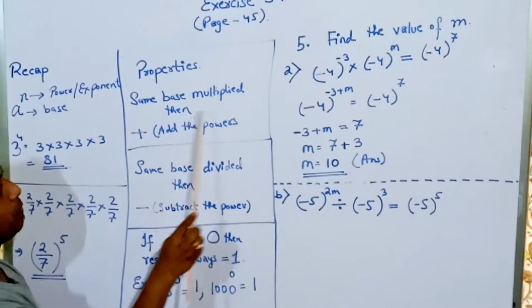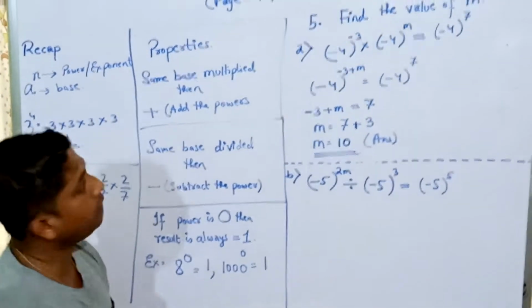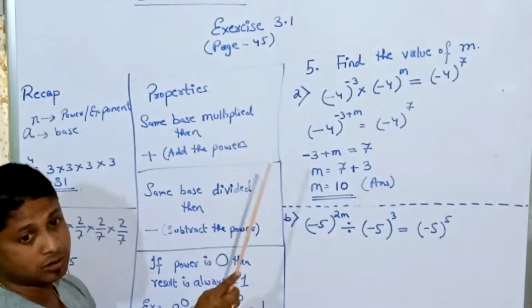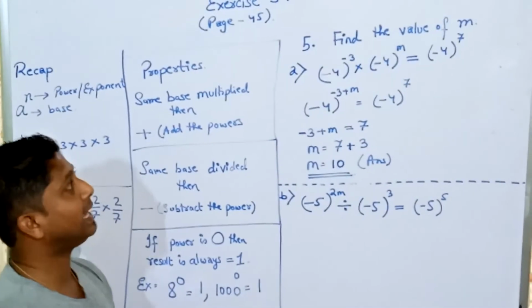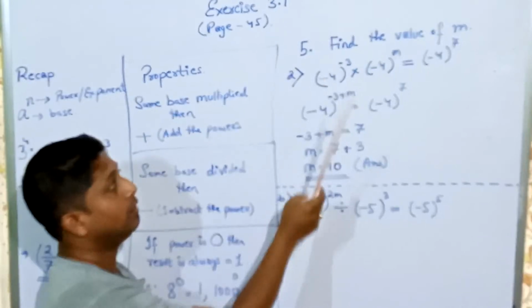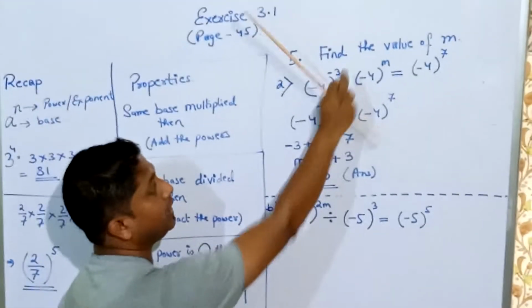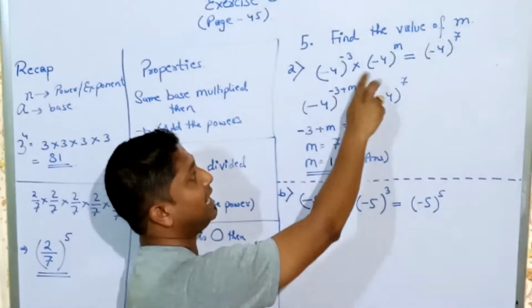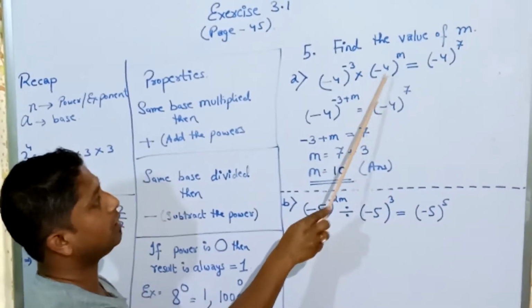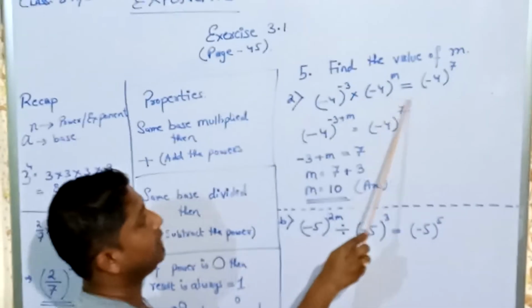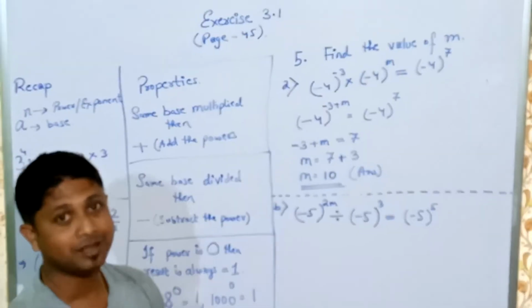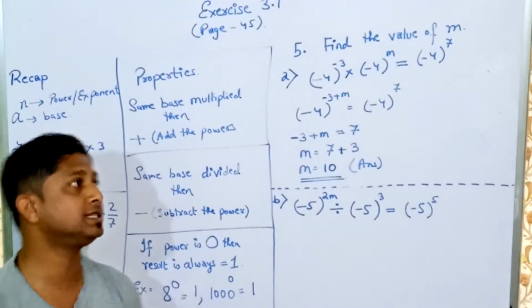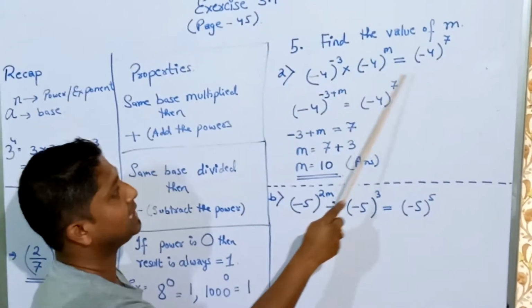Likewise, for this property I have already solved a sum of your textbook, number 5. Find the value of n. Here you can see (-4) has got a power -3. Again it's multiplied, again (-4) has got a power n, and equals (-4) to the power of 7. Interesting thing in this sum is all the bases are same.